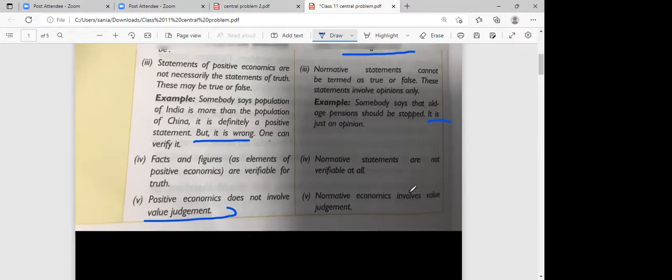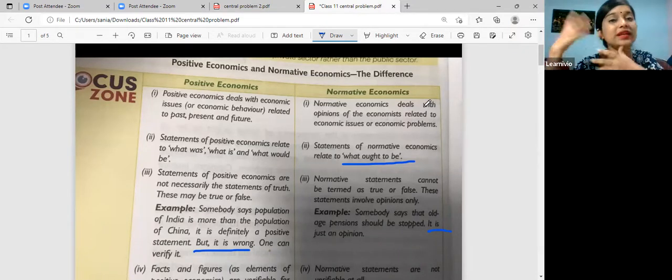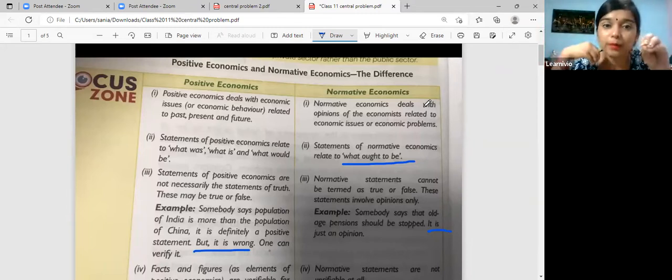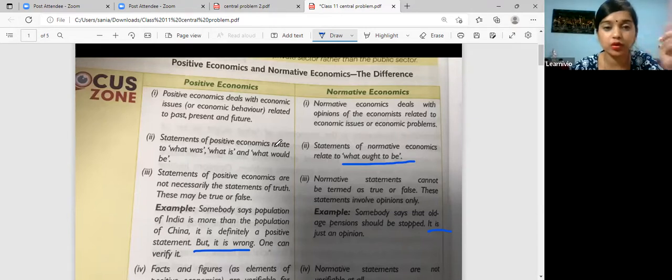Yes, ma'am. So quickly we'll revise it. First, positive economics deals with issues related to past, present, and future. But normative economics deals with opinion of an economist related to economic issues. Whatever problem you have, if I give you the suggestion, that is normative. But when I tell you the problem, that will be positive economics, right? And statements of positive economics are related to what was, what is, and what would be. But the normative statements are basically what ought to be.